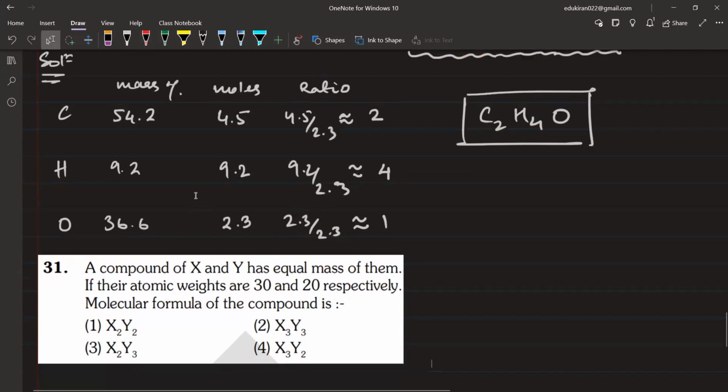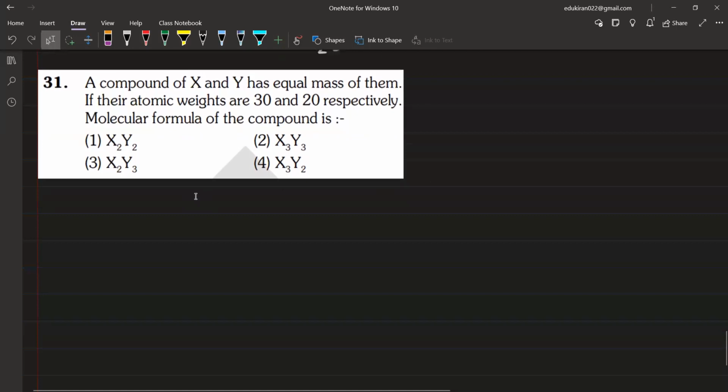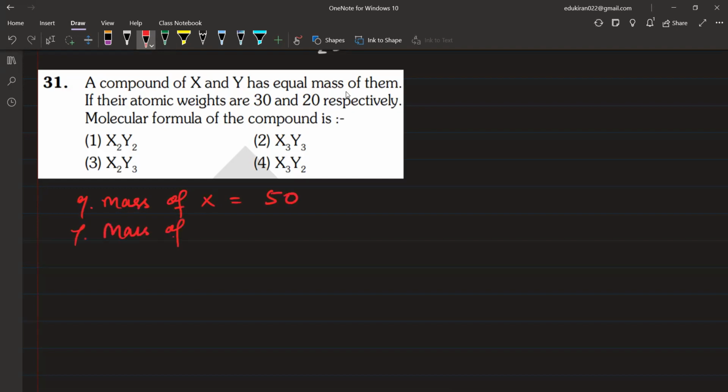So mass percentage. They have not given it directly, but they have also given it. Read this sentence once more. The first sentence gives it. What is the mass percentage? 30% and 20%? No. A compound of X and Y has equal mass of them. That means percentage mass of X is equal to 50 and percentage mass of Y is also equal to 50. Got it?